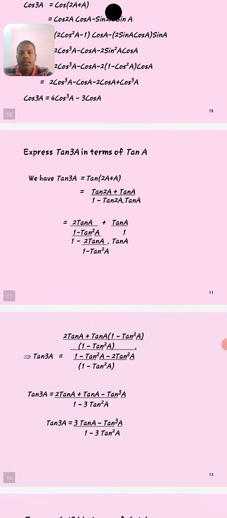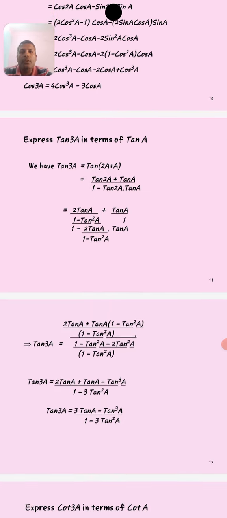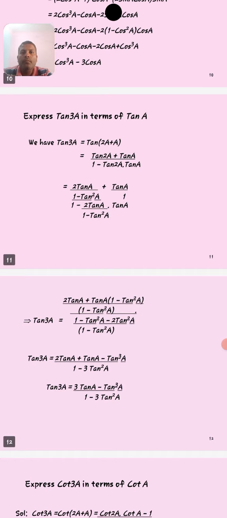Okay, now we see another one: express tan 3a in terms of tan a. We have tan 3a is equal to tan of (2a plus a). Now here a represents 2a, b represents a. We apply the formula: tan 2a plus tan a divided by 1 minus tan 2a into tan a. That is equal to, tan 2a formula, how to write? 2 tan a divided by 1 minus tan square a, plus tan a, divided by 1 minus tan 2a again, 2 tan a by 1 minus tan square a, into tan a.